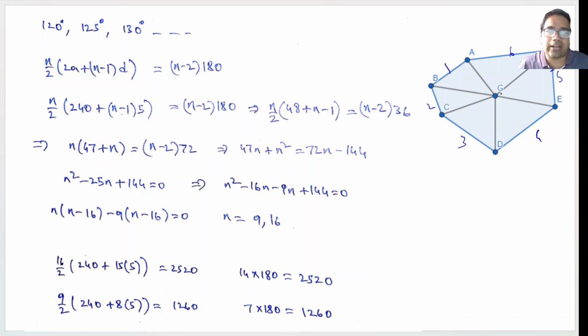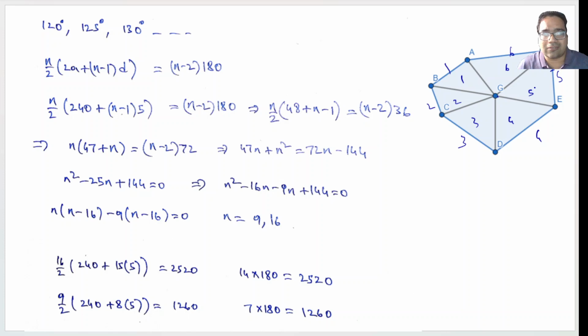Let us take one random interior point in the polygon, and from that point, let us connect all the vertices. For example, let this point be G: GA, GB, GC, GD, GE, GF. How many triangles are formed? Again, 6 triangles: one, two, three, four, five, six. Each side will create one triangle. There are 6 triangles.